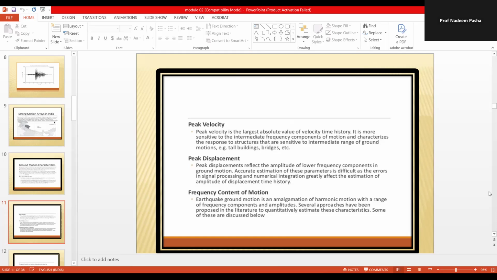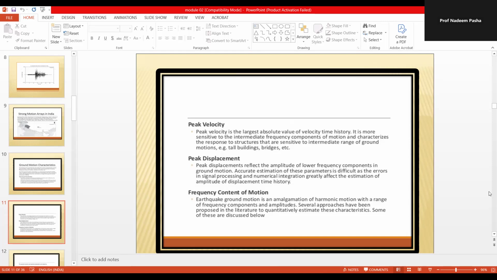So how are we defining peak velocity? Similar to peak acceleration, it is the largest absolute value of velocity in the velocity time history. The maximum value of velocity in the time history curve is termed the peak velocity. It is more sensitive to the intermediate frequency components of motion and characterizes the response of structures that are sensitive to the intermediate range of ground motion.